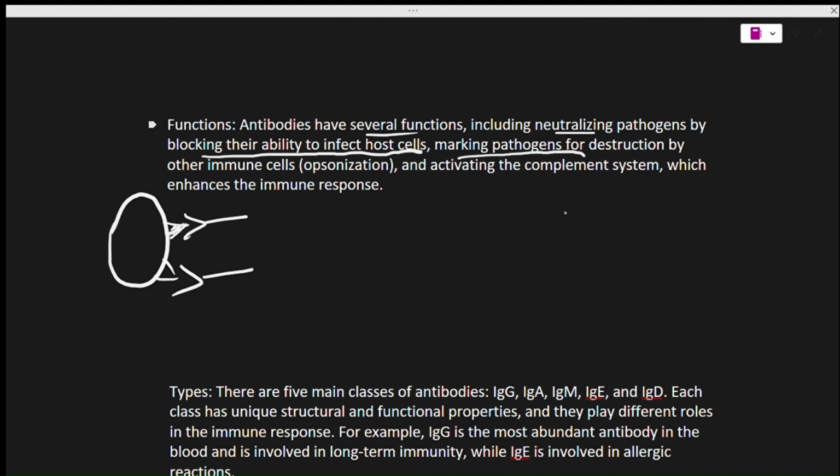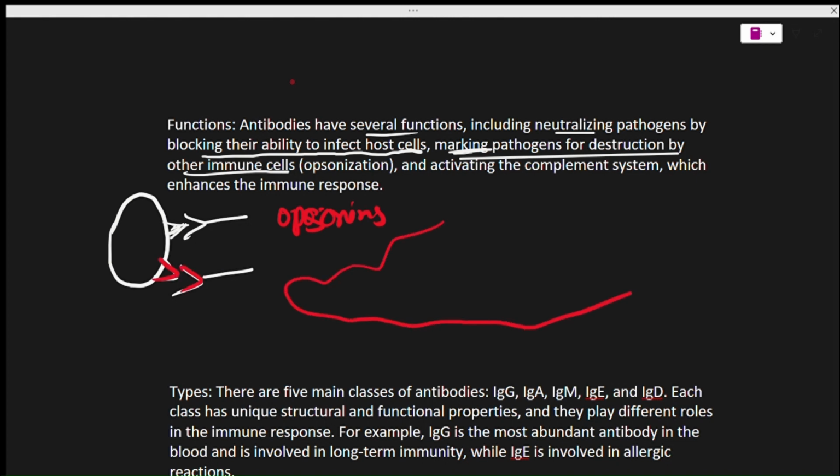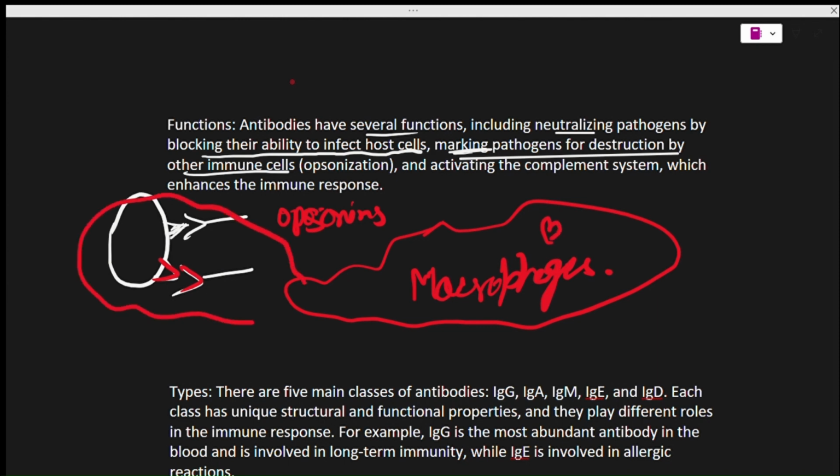Now, marking the pathogens for destruction by other immune cells. These antibodies, when they bind to the epitopes, work as opsonins. They opsonize these bacteria such that other cells like macrophages, I love macrophages, sorry, come and engulf the whole bacteria and destroy the bacteria or any other pathogens which are opsonized by the antibodies.